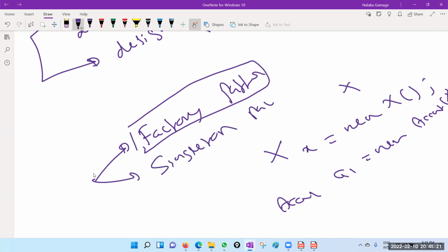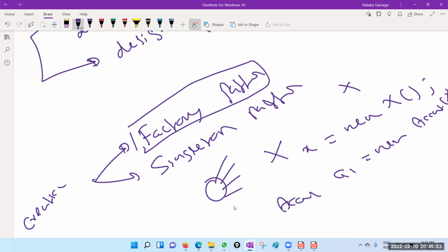So these are called creational patterns, right? Creational. Singleton pattern. There are situations where we don't want to create multiple objects. We don't want to create multiple objects to serve a client request. We want to make sure that at any time you have only one object in the memory, and that object is serving all the requests. Okay, so that is called singleton pattern.